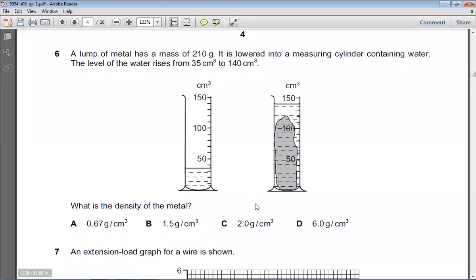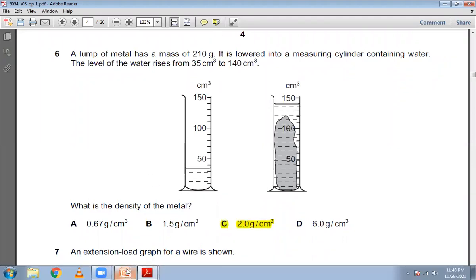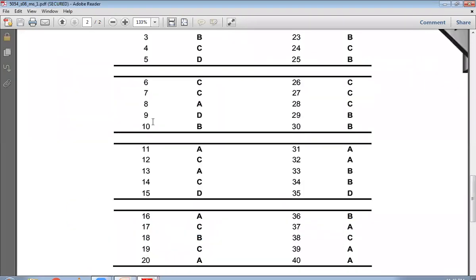So let's check. 2 grams per cm³. So we think C is the choice. Question number 6. And C is the right choice.